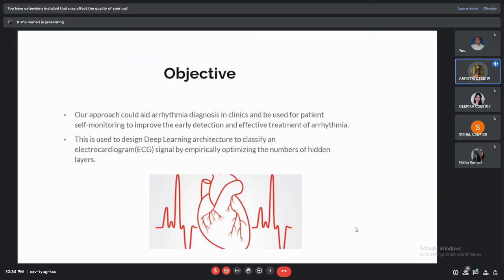So the first slide describes the objectives we have focused on and our approach to the project. Our approach could aid arrhythmia diagnosis in clinics and be used for patient self-monitoring to improve the early detection and effective treatment of arrhythmia. This is used to design deep learning architecture to classify an ECG signal by empirically optimizing the numbers of hidden layers.